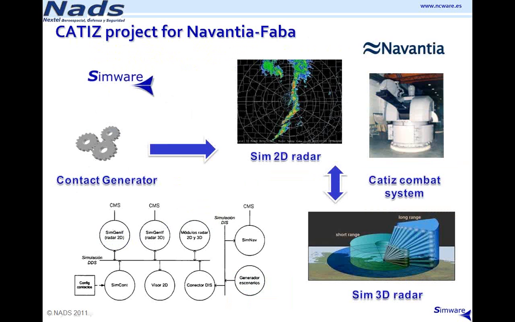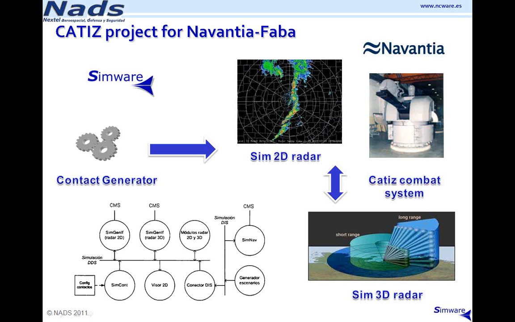CATIA demonstrator for Navantia FABA. In this case, the project's main objective was to evaluate the ability of SimWare technology to meet the requirements applicable to simulating the sensors with which the combat system of the CATIA program will interact. These sensors have requisites of functionality and performance in real time.